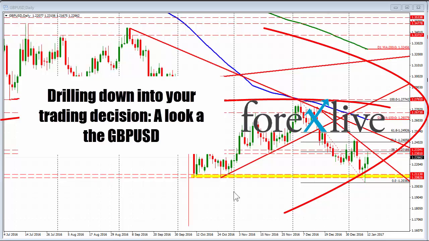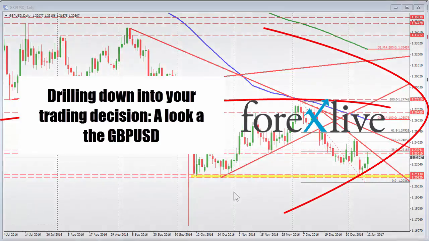I'm going to give you a little bit of a run-through of the sterling versus US dollar. Hopefully you'll learn from it and also get some trading ideas from it for your trading here today. So let's dig into it.